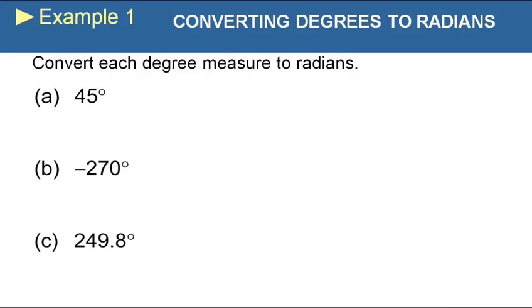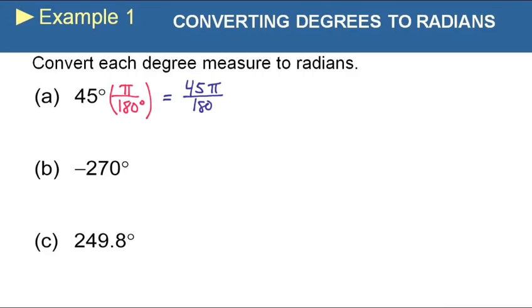This is example 1 in your notes. Convert each degree measure to radians. So I'm going to start with 45 degrees. Now it's in degrees, so I want it in radians. So the conversion factor that I use has radians on top, degrees on the bottom. The degrees will cancel out because I have degrees in the top and the bottom. They cancel, and we're left with 45 pi over 180.